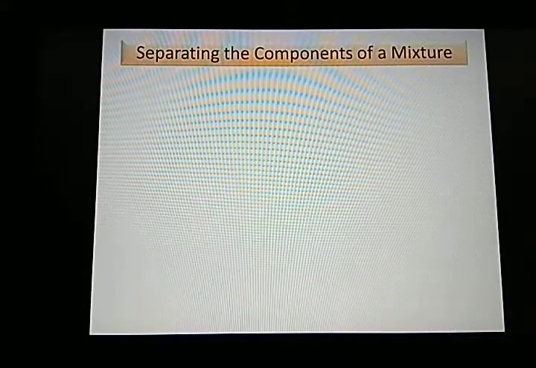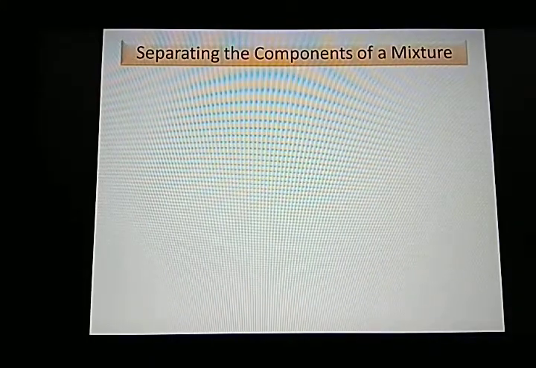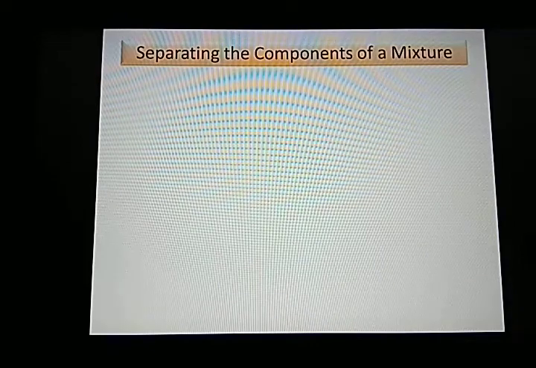Hello everyone. Today we're going to discuss how to separate the different components of a mixture. We have already learned what is a mixture and what are the different components. So how we are going to separate those components, that we are going to discuss in today's video.